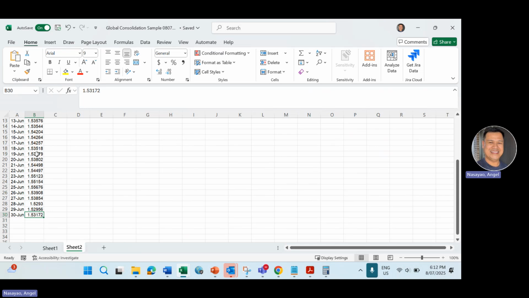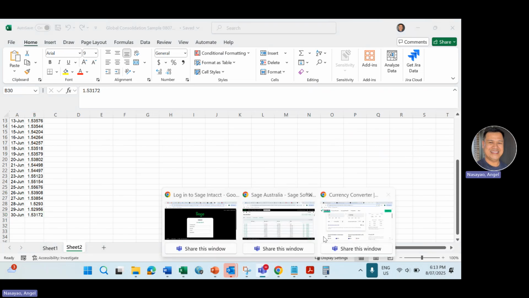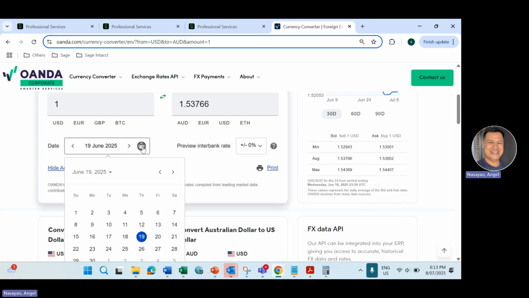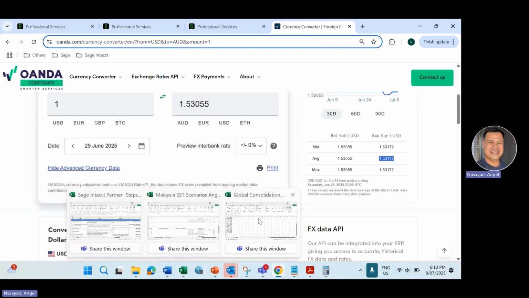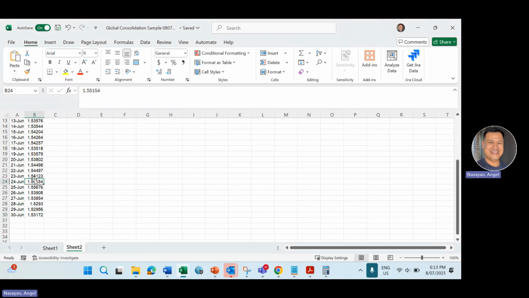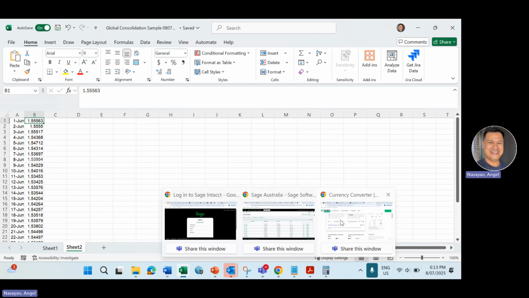So one more, let's just double check this one here. Let's say the 30th of June, but this is actually the rate on the 29th. If I change this to the 29th of June, you will see here 1.53172. Is that the rate that we're actually seeing? 1.53172. All right, so the weighted average is being calculated in the consolidation book, which is this one.